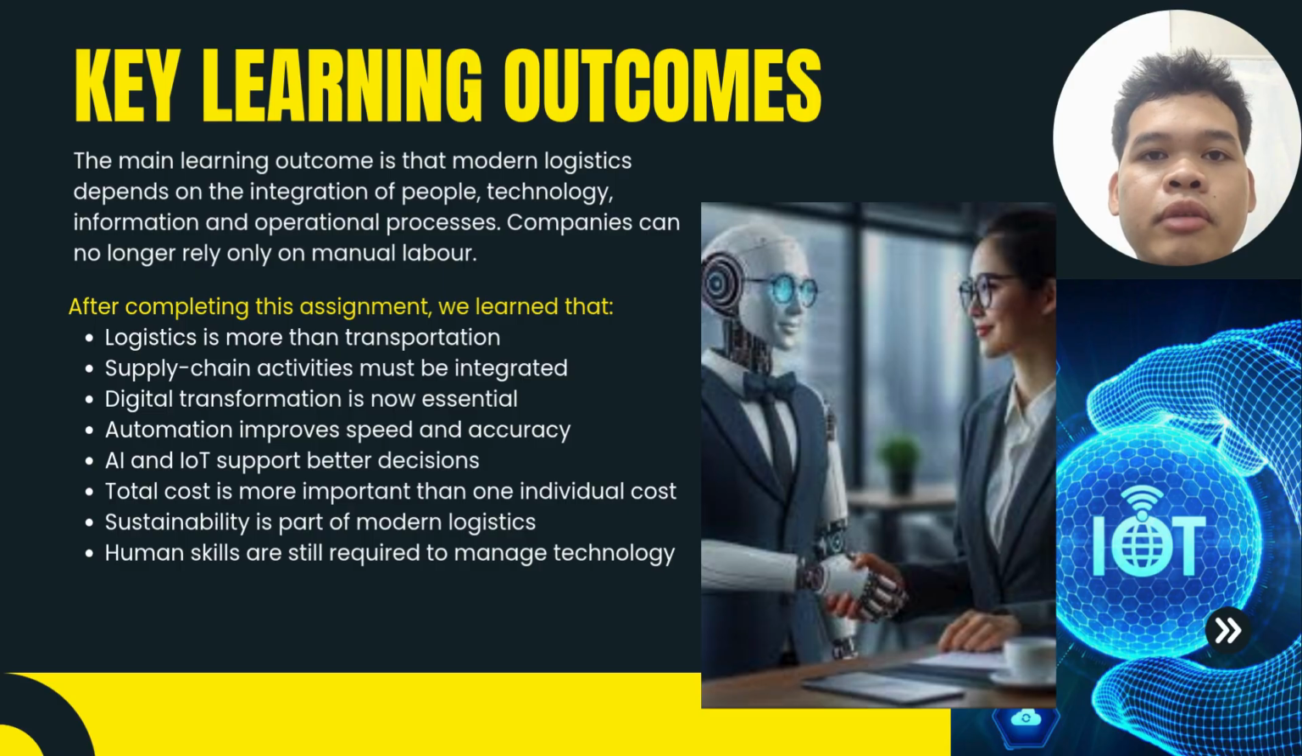Next, total cost is more important than individual cost. This is because companies should focus on overall logistics cost, because improving only one area may affect the whole system cost. Next, sustainability is part of modern logistics. How? By reducing emissions and improving energy efficiency in operations. Next, human skills are still required to manage technology. It's because skilled workers are still needed to operate and monitor the technology.